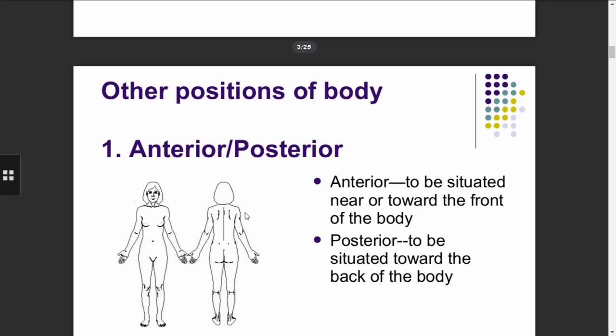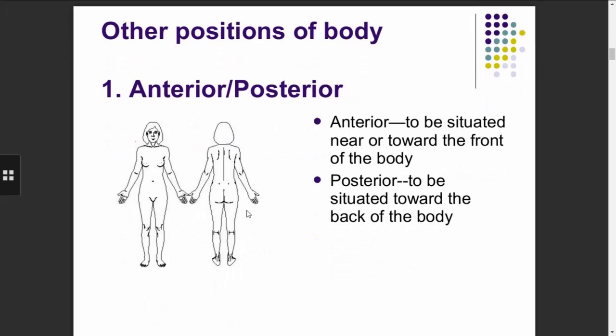First one is anterior and posterior. Anterior, just like this one, the body is facing forward, and posterior, just like this one, the body is facing backward. Anterior means situated near or toward the front of the body. Posterior means situated toward the back of the body.